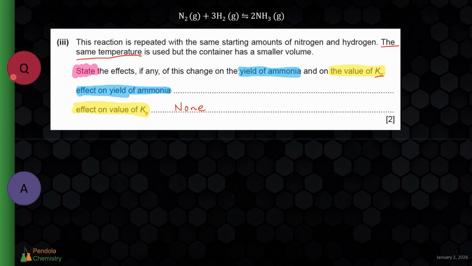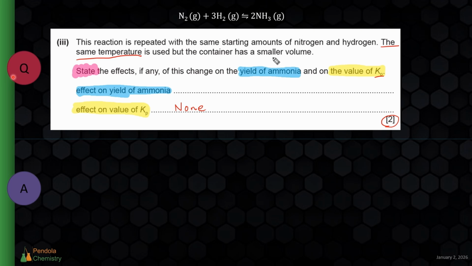So that's the first part. That's the easy part of the two points, because this is a 2-point question. That's the easier one to answer. Now, the effect on the yield of ammonia does take a little more thought process. So let me walk you through the thought process here.